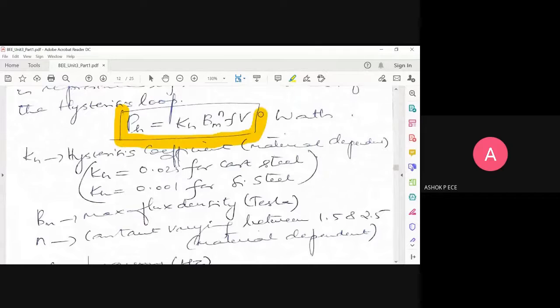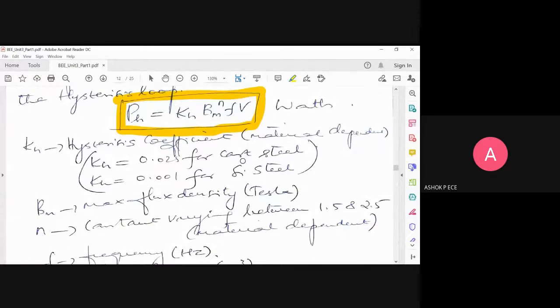See here, Ph equals Kh Bm power n f into V. Kh is called the hysteresis coefficient. It depends on the material. You see here, it is 0.025 for cast steel, and 0.001 for silicon steel. Kh is a constant. And Bm, you know, is the maximum flux density. Hysteresis happens because of flux density only, so definitely this Bm will come into the picture. Bm is the maximum value of flux density.